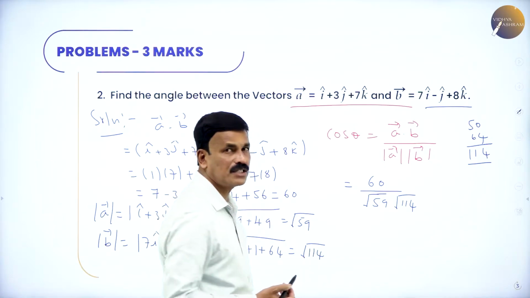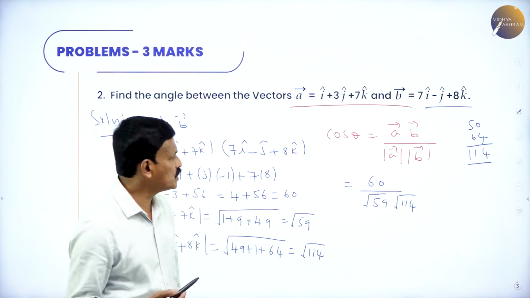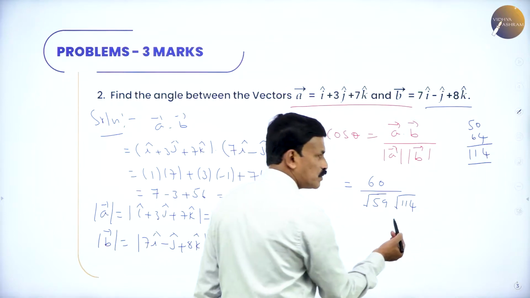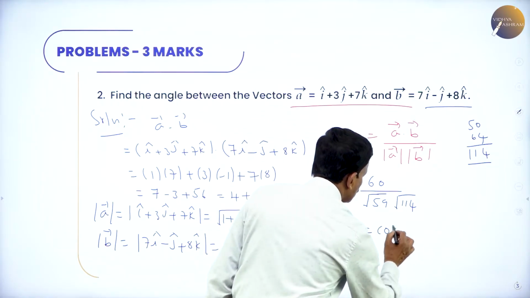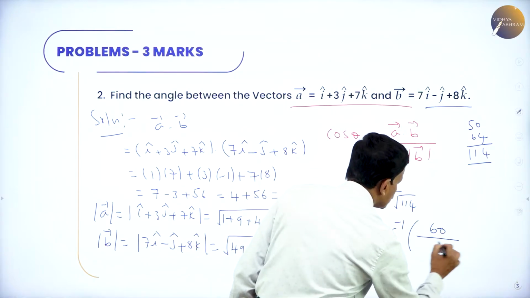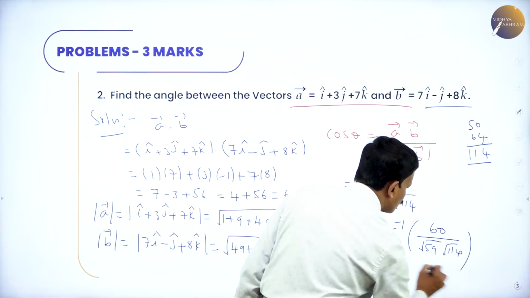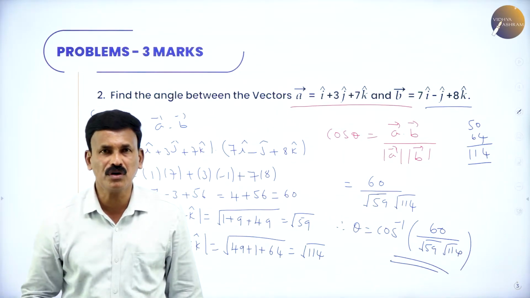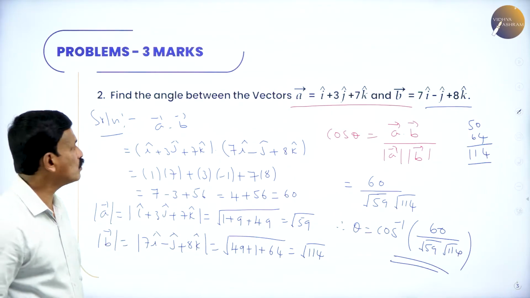That is length of A, length of B. Cos theta is equal to A dot B divided by length of A into length of B: 60 divided by root of 59 into root of 114. So you can stop. If it is possible, simplify. Otherwise, you can stop. Therefore, theta is equal to cos inverse of 60 divided by root 59 into root 114. This is the angle of intersection between the two given vectors. Hope you followed. That's it. Okay. Now let us come to the next problem.